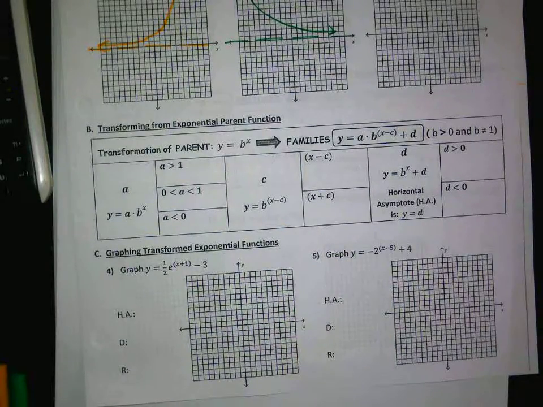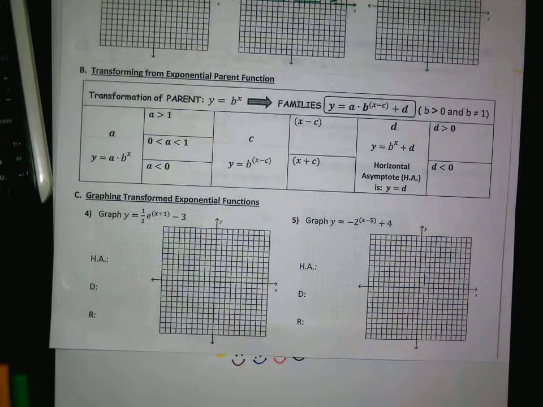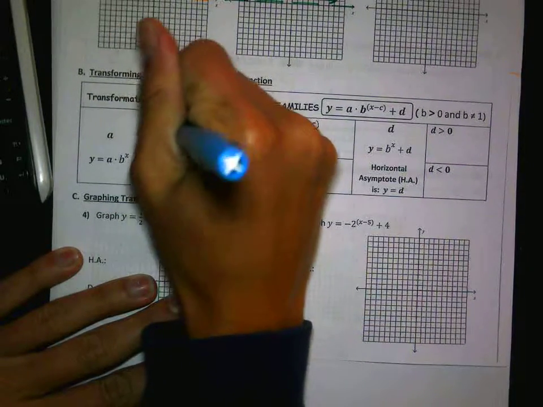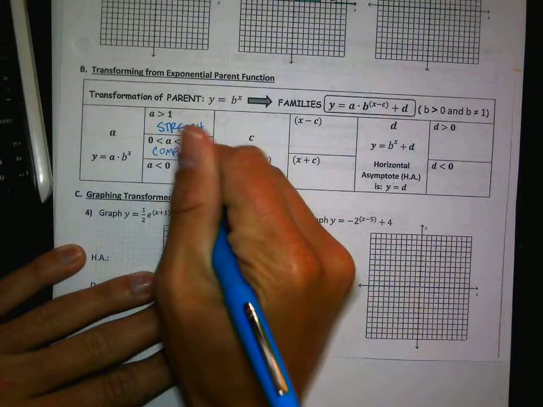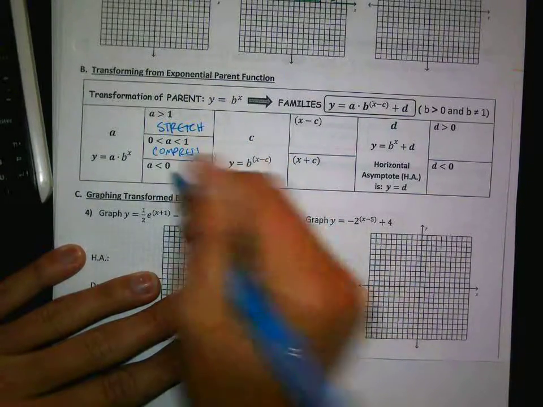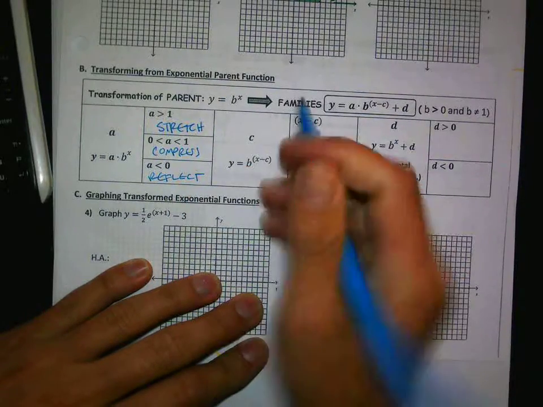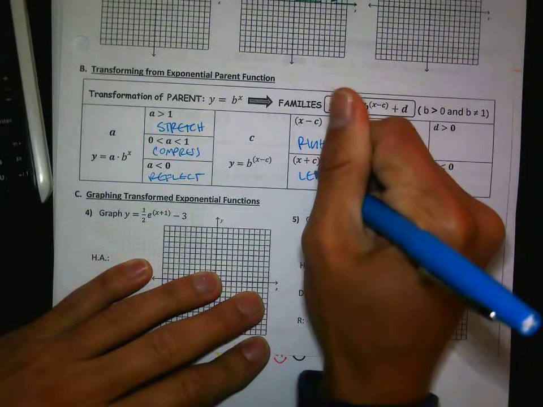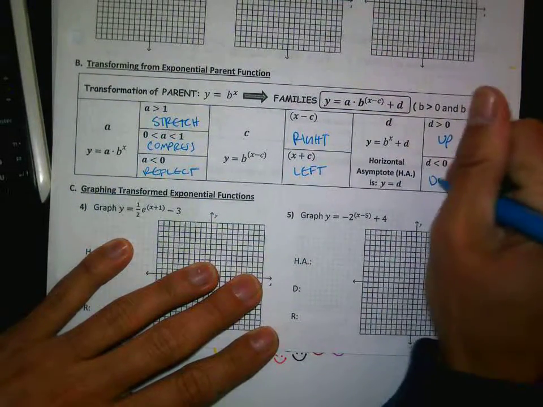All right, let's go down to the table. The table is going to mean the same thing it has meant all year. Bless you, bless you. So bigger than 1, it's going to be a stretch. Less than 1, it's going to be a compress. If it's negative, it's going to reflect. The C value will go right and left. And the D value is going to go up and down.